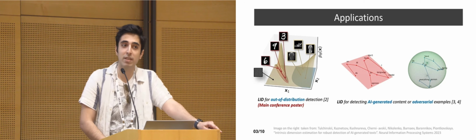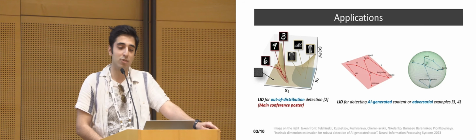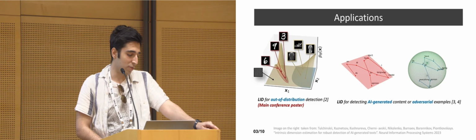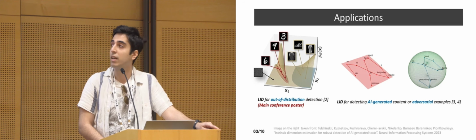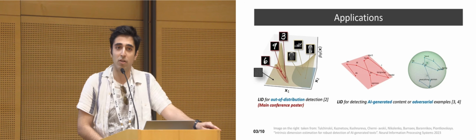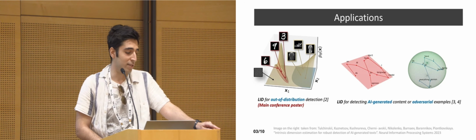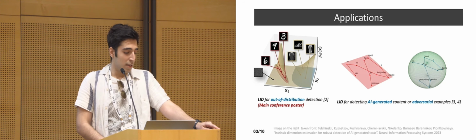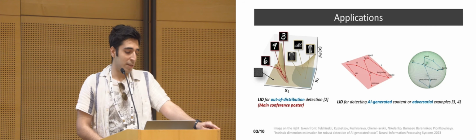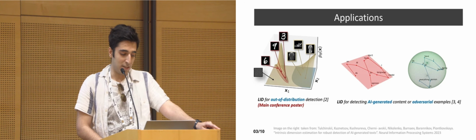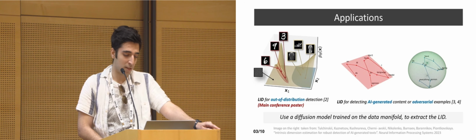Okay, so we're interested in estimating these LID values, but before talking about that, let me cover some of the applications of this. Recently, yesterday, we presented a poster on using LIDs for doing out-of-distribution detection and explaining a paradox in deep generative models. People have also used LID for detecting AI-generated content and also adversarial examples.